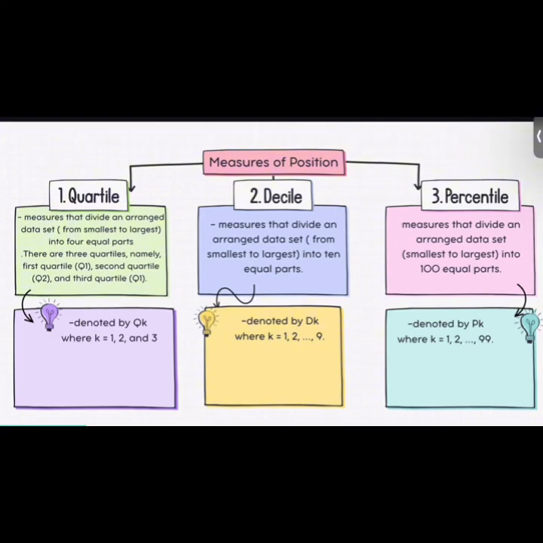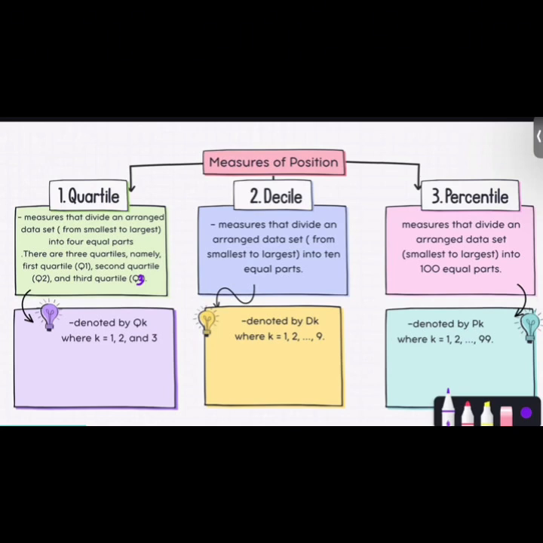There are 3 quartiles, namely the first quartile or Q sub 1, which we call the lower quartile; the second quartile or Q sub 2, which is our median; and the third quartile, which is Q sub 3, our upper quartile. Our quartile is denoted by Q sub k, where k is 1, 2, and 3. So those are the first quartile, second quartile, and third quartile.